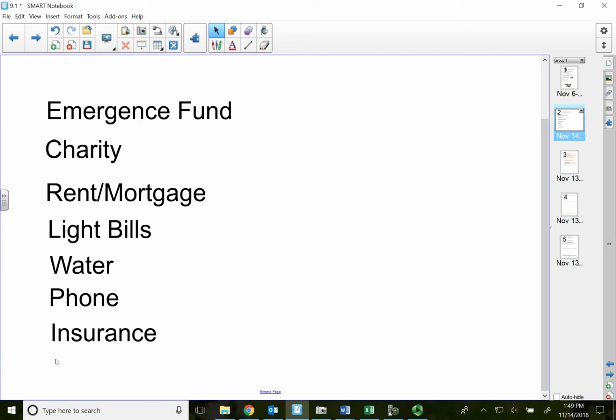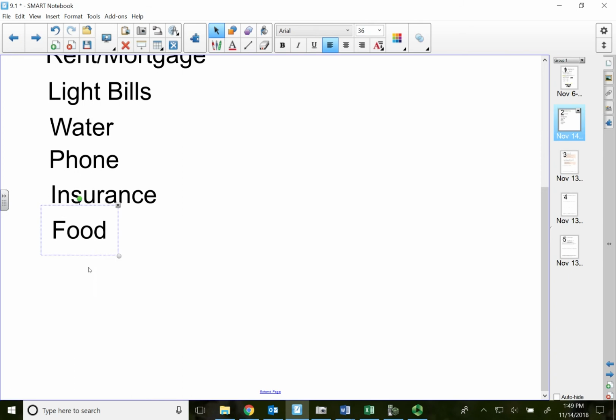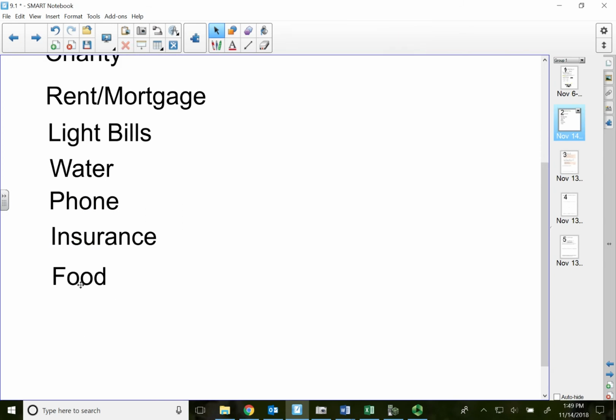And don't forget food. Budget for food because you don't want to mix your food money with your utility bills. You don't want to go to the grocery store shopping for food and accidentally give the grocery store your light bill. Food is a big thing.